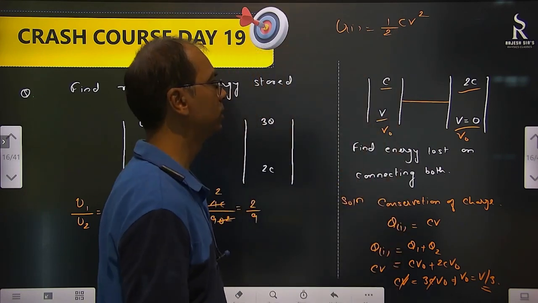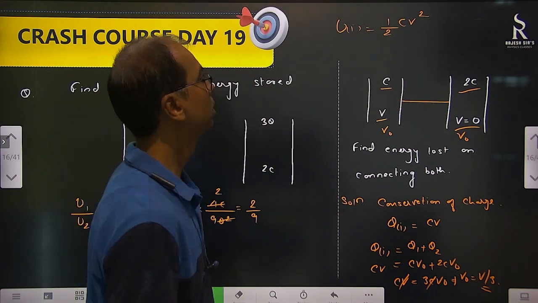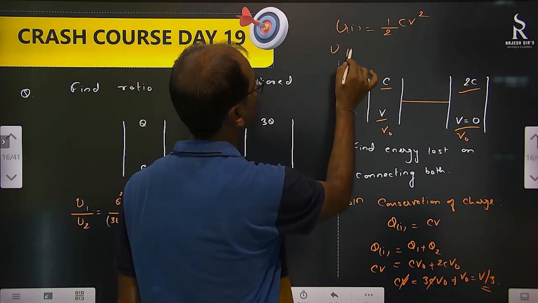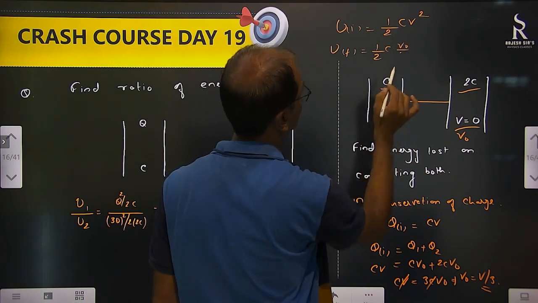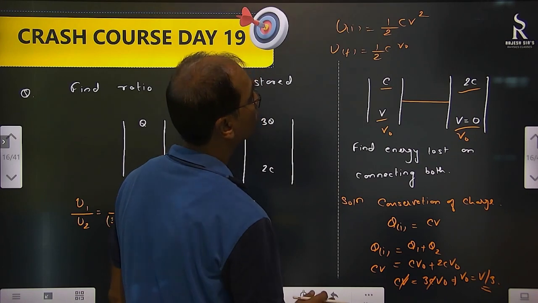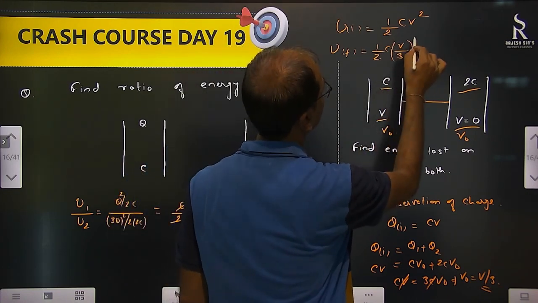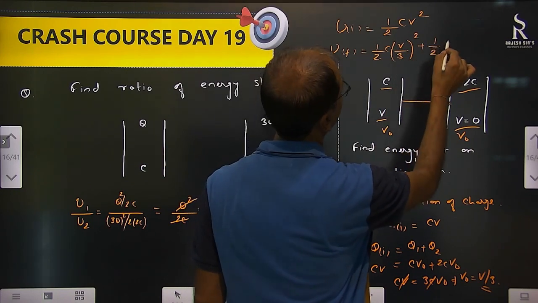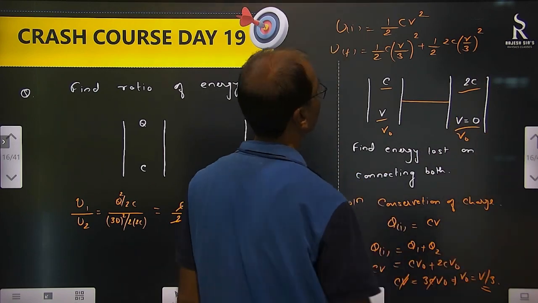What is the final energy? Now these two have the same potential. So U final is half C into (V by 3) whole square plus half 2C into (V by 3) whole square. Find the difference.